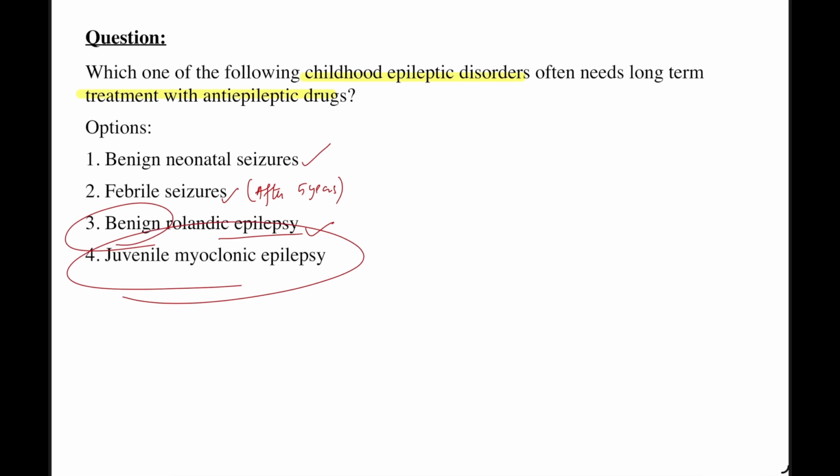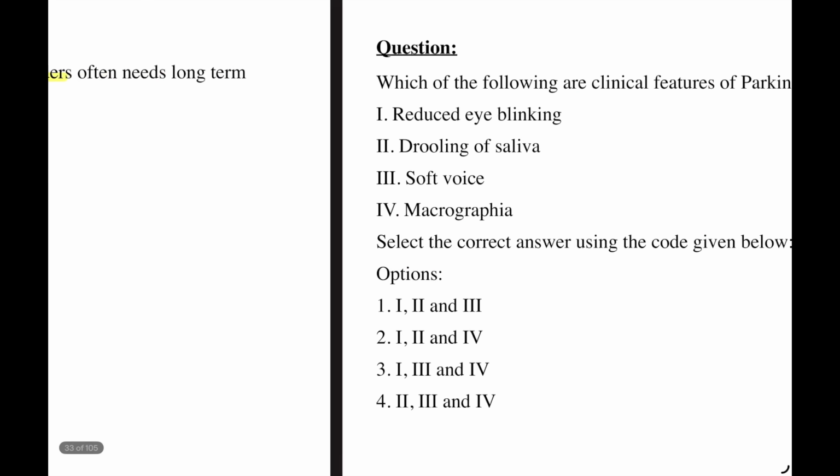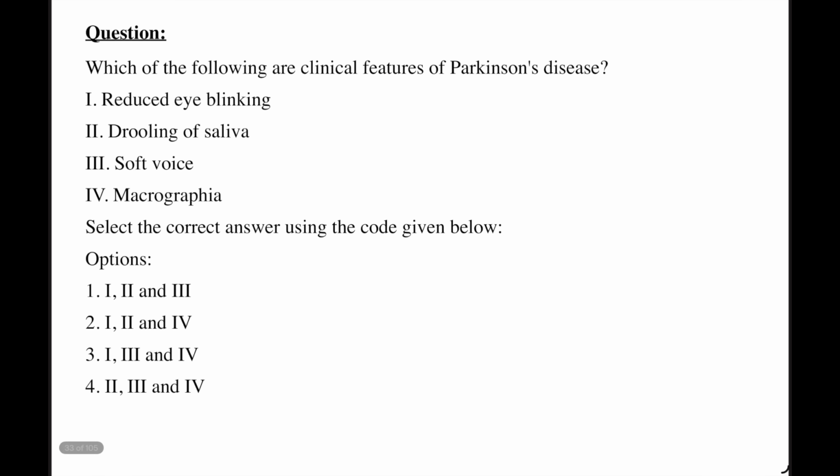But juvenile myoclonic epilepsy, the problem is they have a high recurrence, and whenever we stop drugs, it will recur. That's why it requires long-term anti-epileptic therapy. So the juvenile myoclonic epilepsy condition requires long-term anti-epileptic therapy. I think almost 10 times in the last 10 years this question has come.